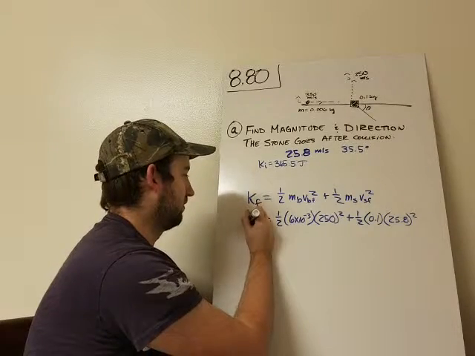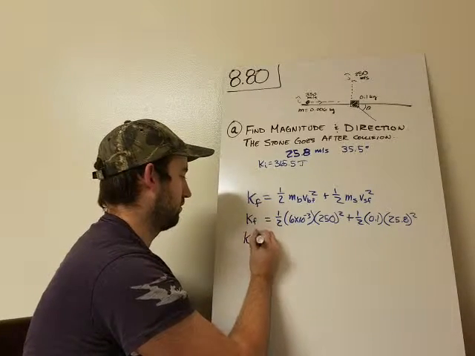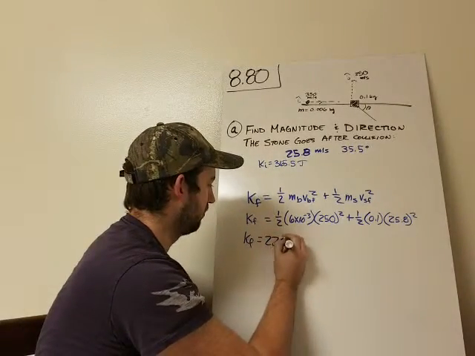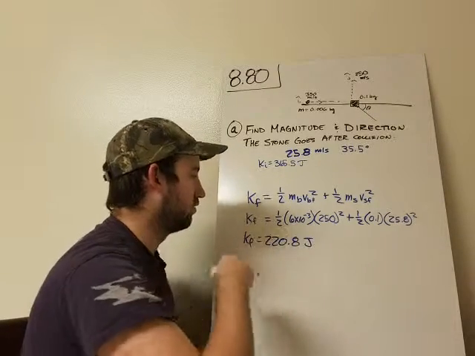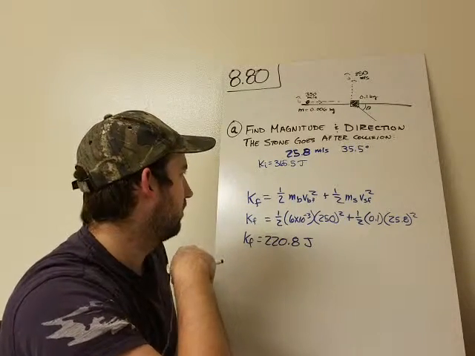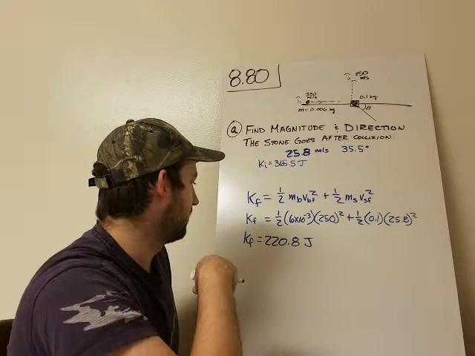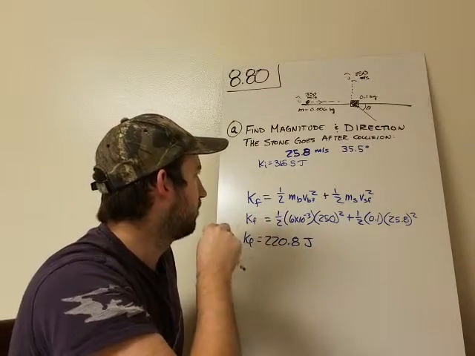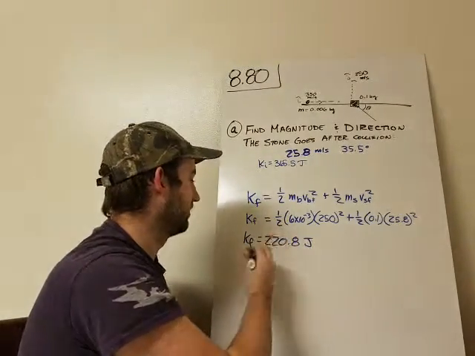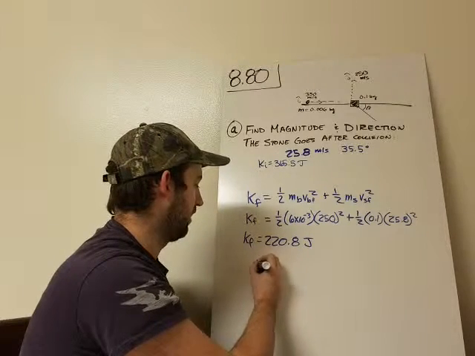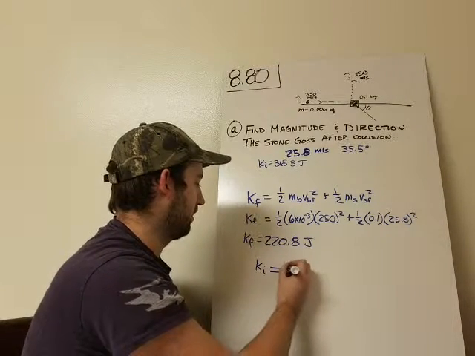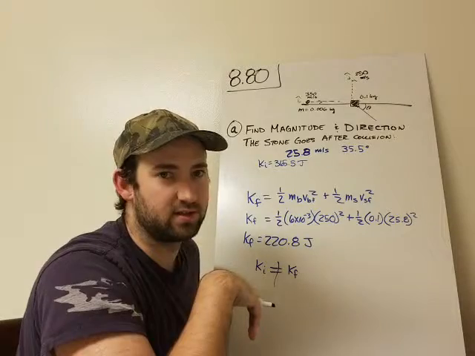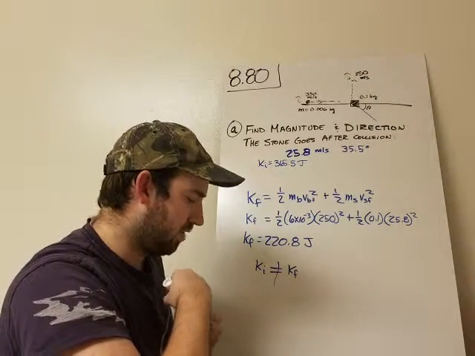When we plug that in, we end up getting 220 joules. So that means that some of the energy is being lost throughout this process of the collision. And so since K_i and K_f are not equal, that means that this was not a perfectly elastic collision. So that's it for part B.